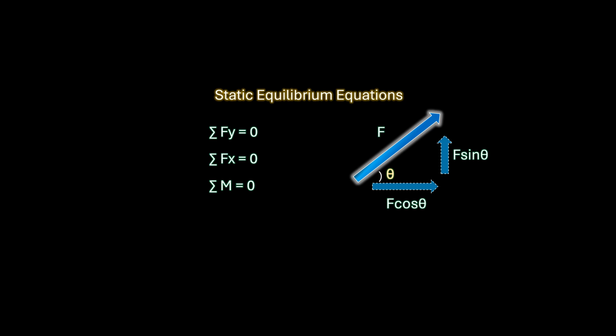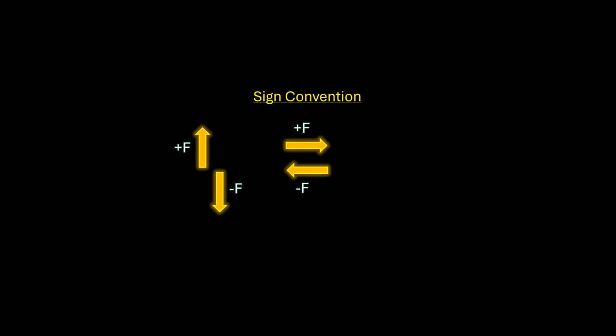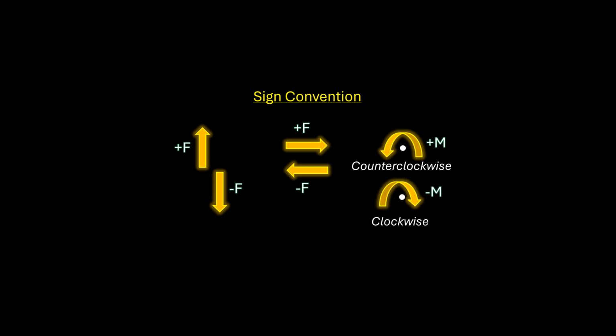Let us now discuss some rules to help us proceed with consistency. We will apply the following sign convention. All force vectors in the upward direction will be positive forces, which means that forces in the opposite direction will be negative forces. All force vectors pointing towards the right will be positive forces, which means that forces in the opposite direction will be negative forces. Finally, all counterclockwise moments will be positive moments, which means that all clockwise moments will be negative moments. These rules will help us proceed with consistency when adding forces and moments.